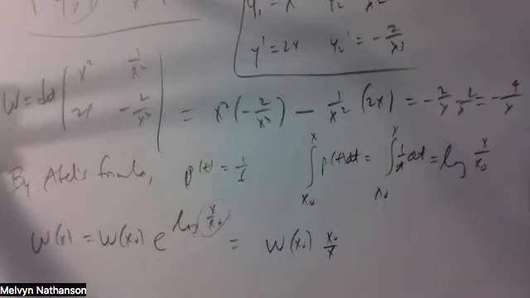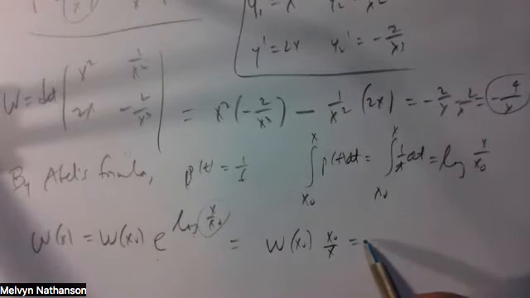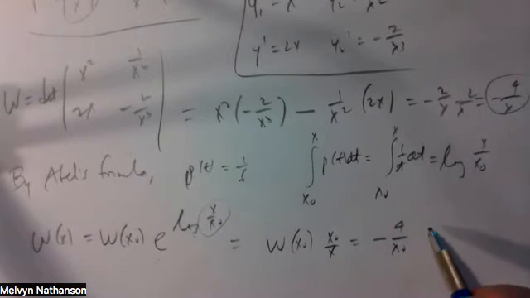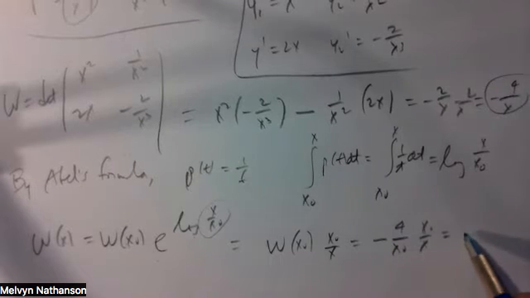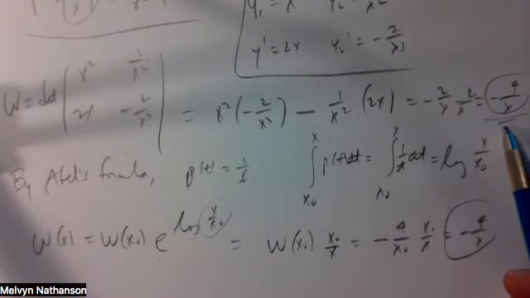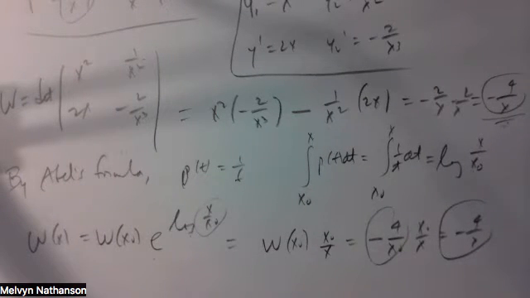And the Wronskian is minus 4 over x naught. So this is minus 4 over x naught times x naught over x, which is minus 4 over x. We're taking the value of the Wronskian at some point from this formula, and we get exactly what we're supposed to get.